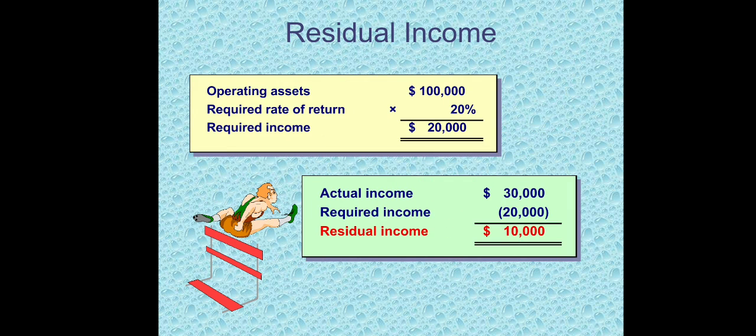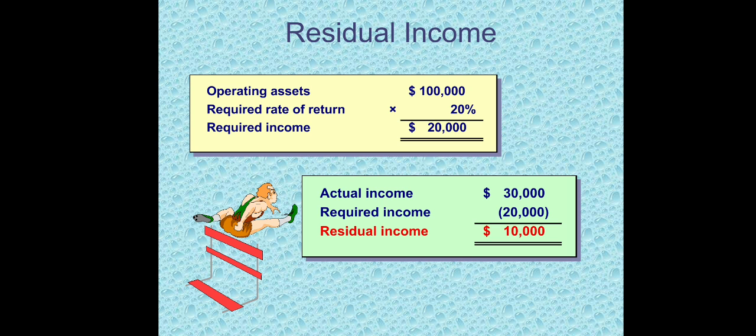Okay, if you have to calculate residual income, you have to do two steps. First, you have to do the steps shown in the yellow box here. You take the operating asset and multiply it by the required rate of return, 20%, so you get the required income of 20,000. After you get the required income, you do the second step. See the green box there. The actual income of the division is 30,000, and then you subtract the required income of 20,000. So the residual income is 10,000.